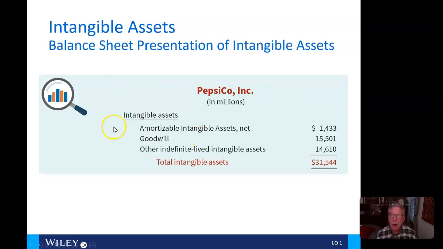Okay, so how does that look on the balance sheet for intangibles? Here, separate category, intangible assets. We have amortizable intangible assets shown net. That's after our accumulated amortization, which is rarely shown on a balance sheet. Here it's shown net, and then we have goodwill and other indefinite lived intangible assets that we do not amortize for our total intangible assets.